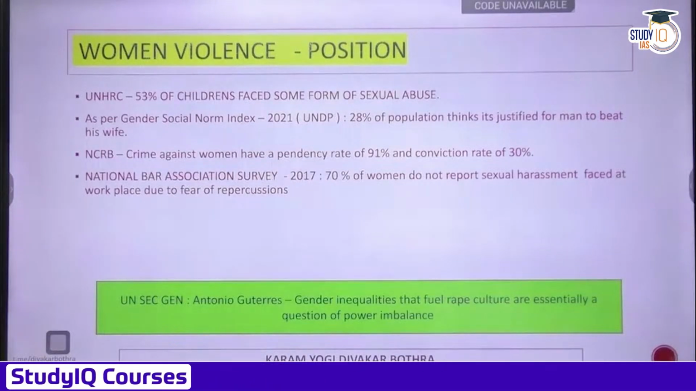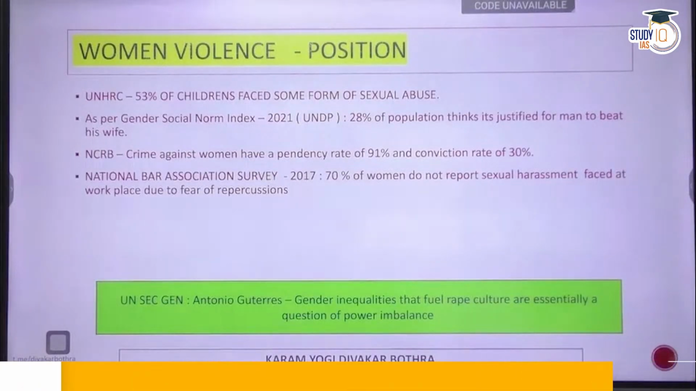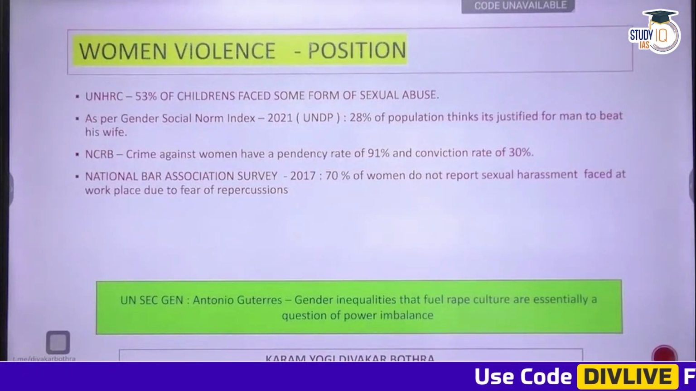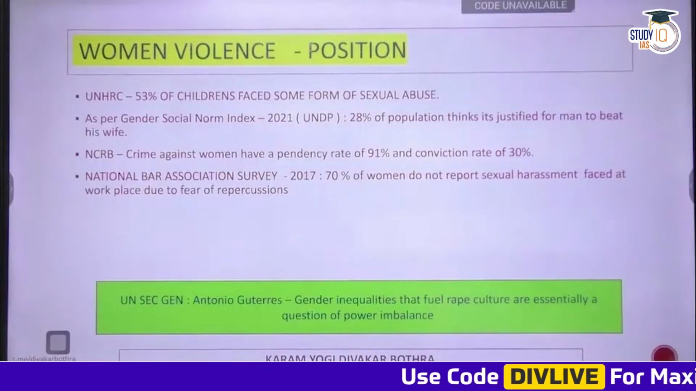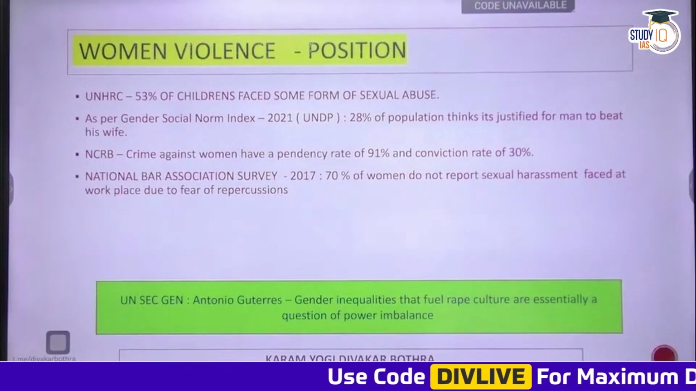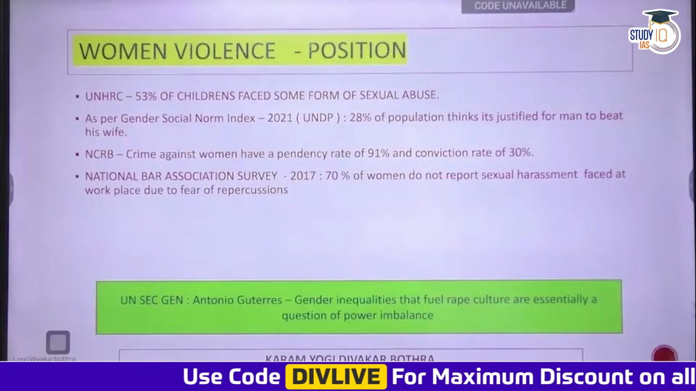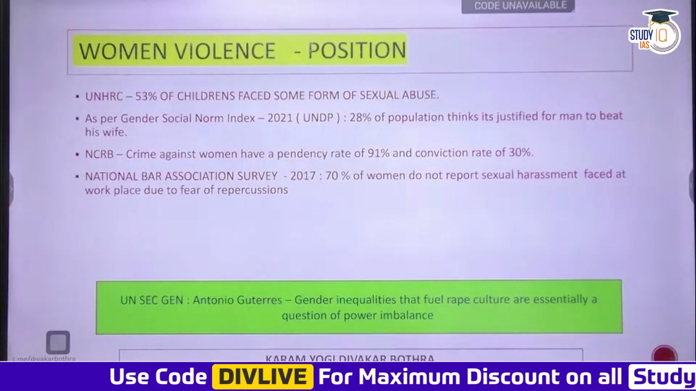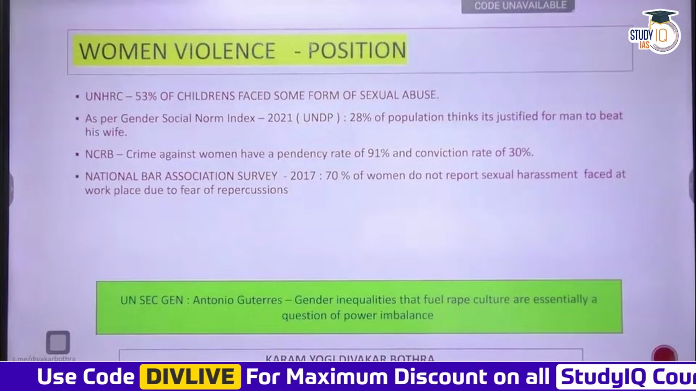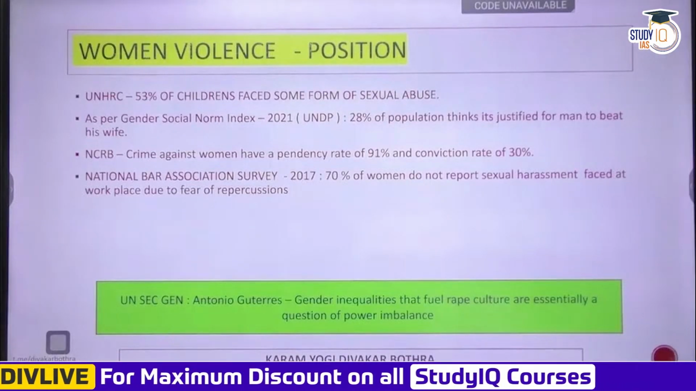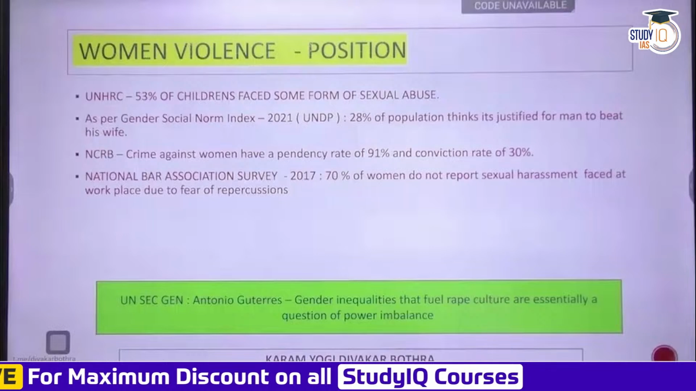Second, as per the Gender Social Norms Index 2021, developed by the United Nations Development Programme, 28% of the population thinks it is justified for a man to beat his wife. The UN says in the context of the entire world, 28% of the population believe it is okay for their male counterparts to beat them, be it their brother, father or husband. If you go to the economic survey, around 52% are not accepting, and around 48% still accept. That means the number in the entire world is also very huge, not just in India.